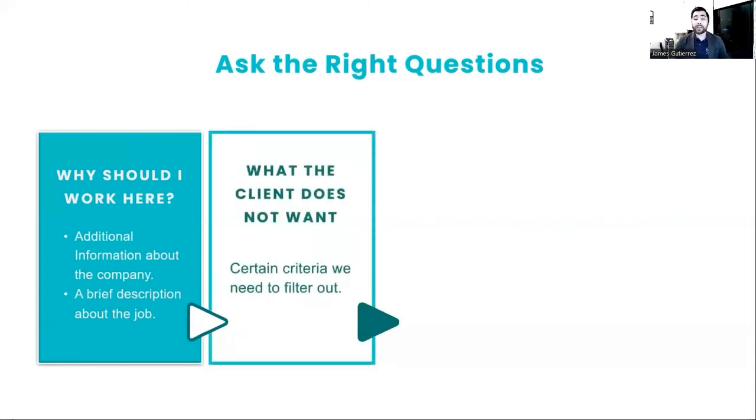Next, you want to understand what the client does not want. This will help you automatically filter out criteria that would not be applicable for the role, or criteria that may come up that is not included in your job description, but your client does not want to see. This can continue to change as requisitions stay open, because the hiring manager may notice some things from candidates that were submitted that they would like to omit. So making sure that you stay in communication with your client and with your hiring manager is crucial.